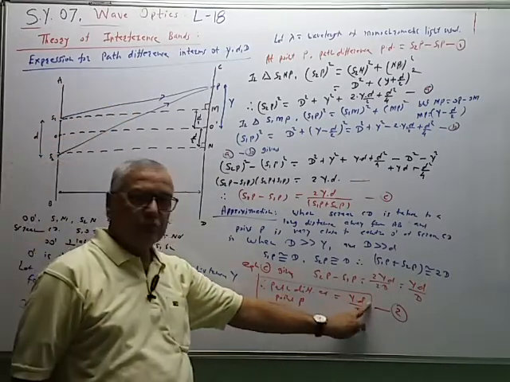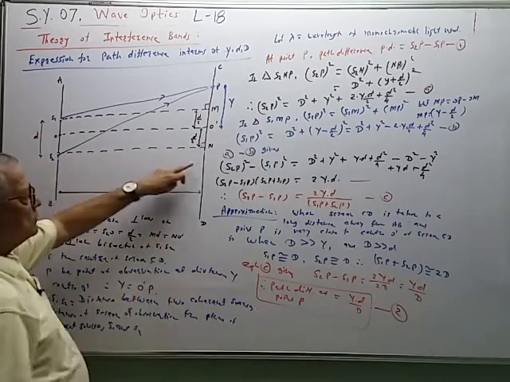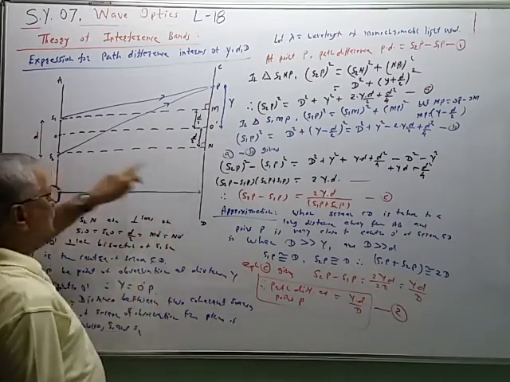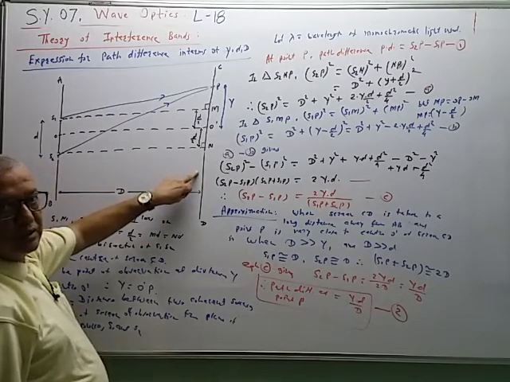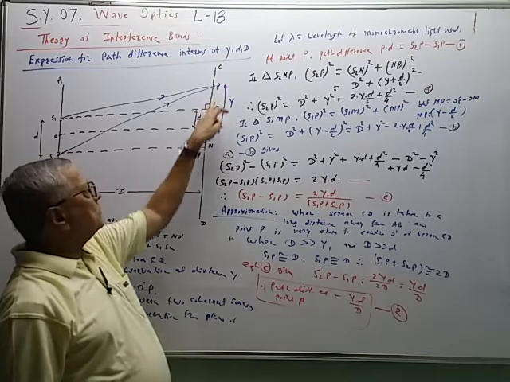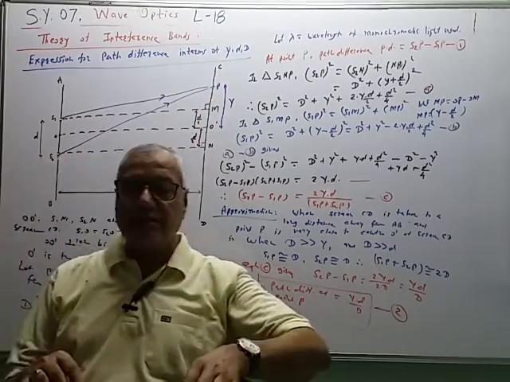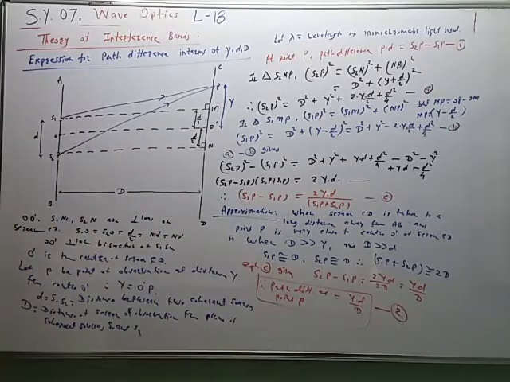Small d is the distance between the two coherent sources, capital D is the distance between the plane of the two coherent sources and the screen of observation of the interference pattern, and Y is the distance of the point P from the center. O dash is considered as the center, it is considered as a reference point.